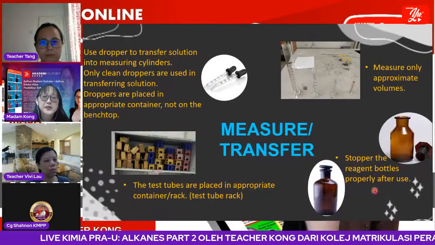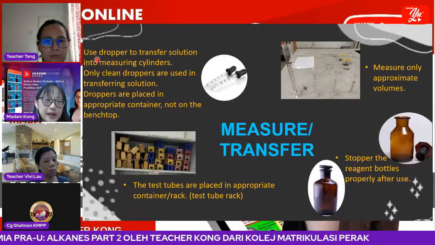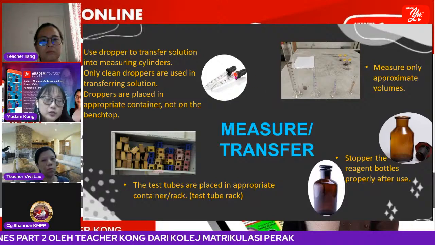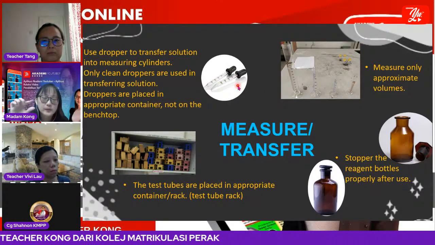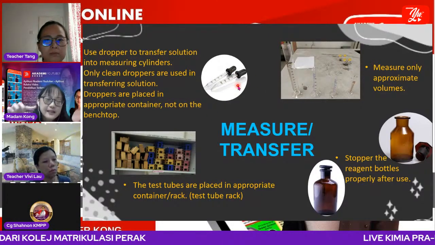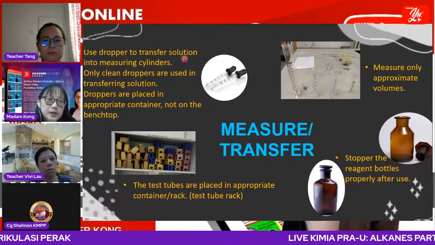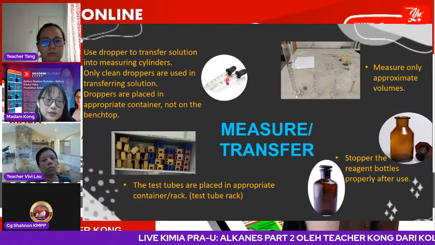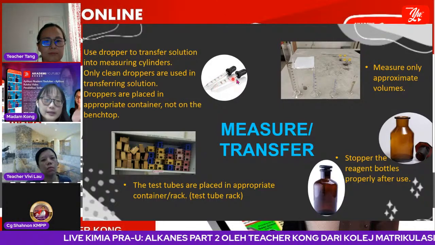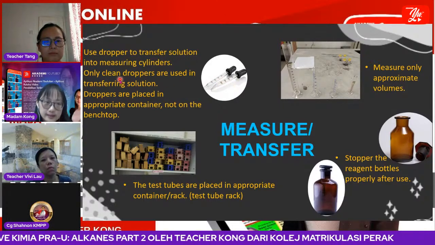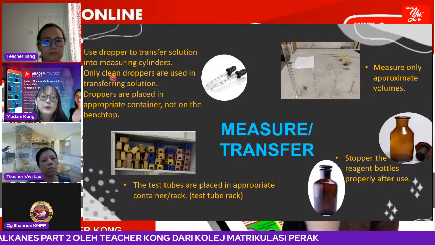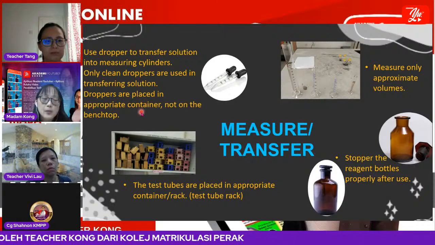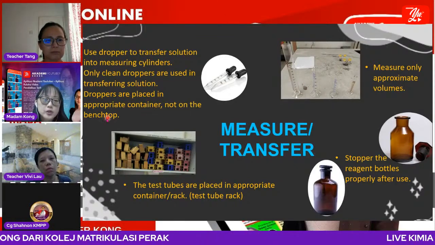Okay, while you transfer the solution, please be careful. Sometimes we need the help of a dropper. Dropper is very important because you need to take the specific, exact amount. So use a dropper to transfer solution into the measuring cylinder, and make sure the dropper or the measuring cylinder or other glassware that you use is clean. After you have used it, make sure you place it in an appropriate container, but not on the bench top.